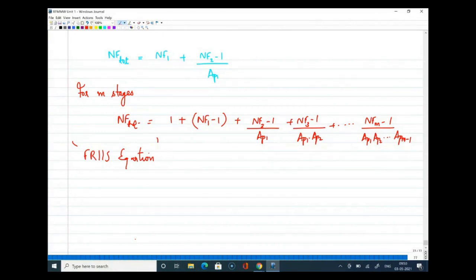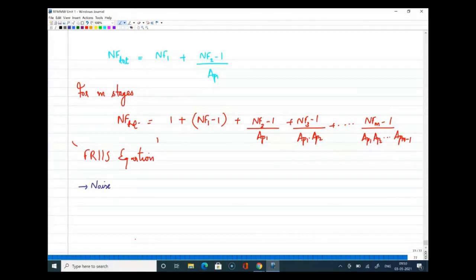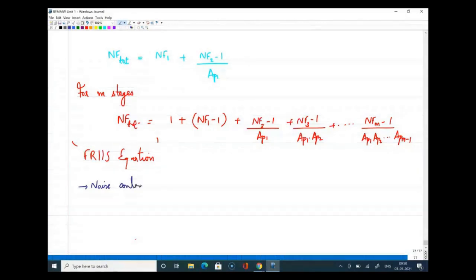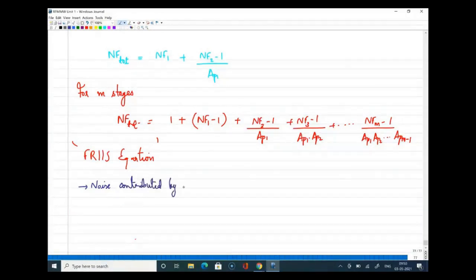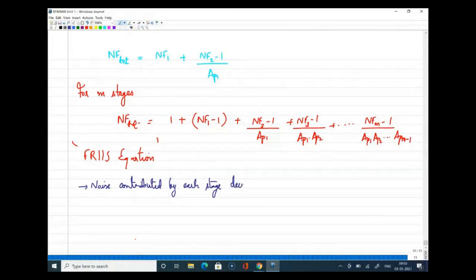Right. So one more thing you can observe from this equation is that the noise contribution from each stage is basically getting reduced as the total gain preceding the stage increases. You can see that the denominator has the power gain of the previous stages, and thereby the noise contribution by each stage is actually decreasing as the total gain preceding the stage increases. That is one observation out of this.